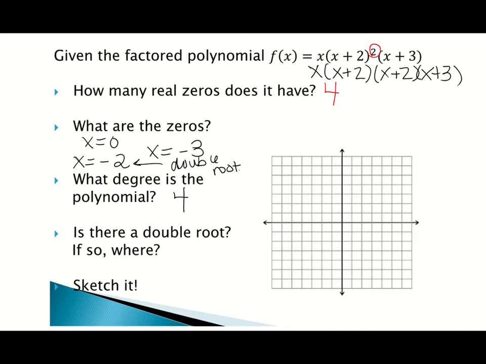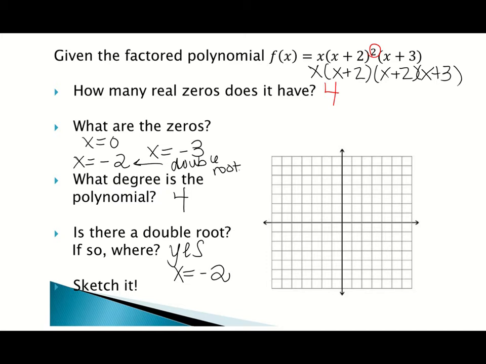So is there a double root? Well, yeah, we just discussed that we have a double root at x equals -2. So we want to now go ahead and sketch it. Well, if we know that this polynomial is of degree 4, we know that it's that W shape. It's also positive because we can see that there's no negative out in front here. So it's going to be positive, so it's going to be ending up. Since it's degree 4, it's even, it's going to end in the same direction.